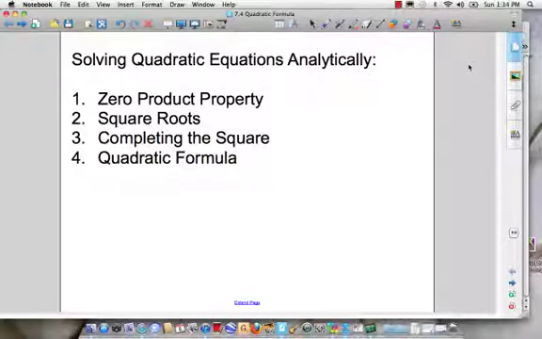This lesson gives an overview of the 4 different methods for solving quadratic equations analytically. So far in this chapter, we've been looking mostly at quadratic functions and writing them and representing them in different ways. The focus of this lesson is actually solving quadratic equations. So listed are 4 methods: using the zero product property, using square roots, completing the square, or the quadratic formula.